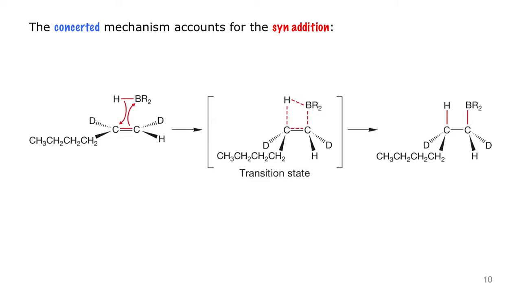Again, our concerted mechanism can account for this syn addition. If these two things are adding at the same time, they have to add to the same face of the double bond, because you simply can't wrap around to the other side to put the hydride on the other side. And so again, our transition state would look something like this, leading to a product with a particular stereochemistry.